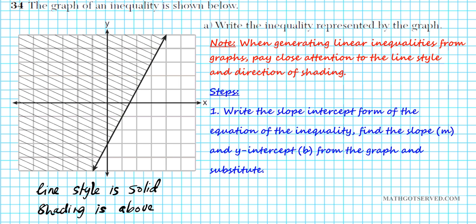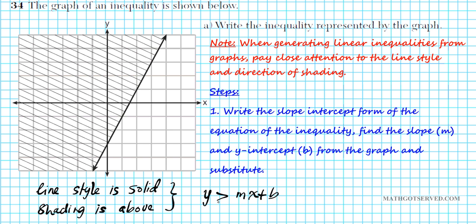So what does this mean? If you have a solid line and shading is above, the equation in slope-intercept form is going to be y is greater than mx plus b. Remember, shading above is greater, shading below is less. Now, since it's solid, guess what? You have to add that inclusion bar at the bottom of your inequality symbol, okay? So it's greater than or equal to.